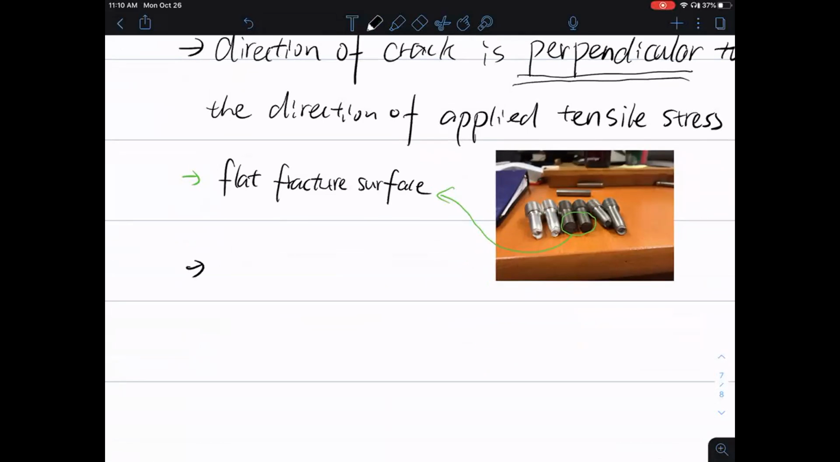Another characteristic of brittle fracture is it may have V-shaped markings, called chevron markings.